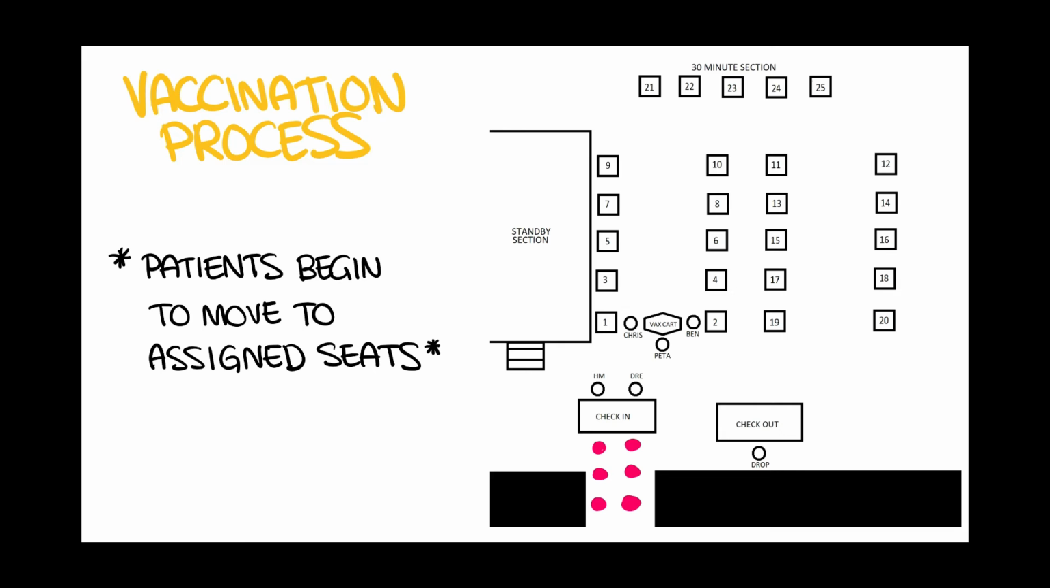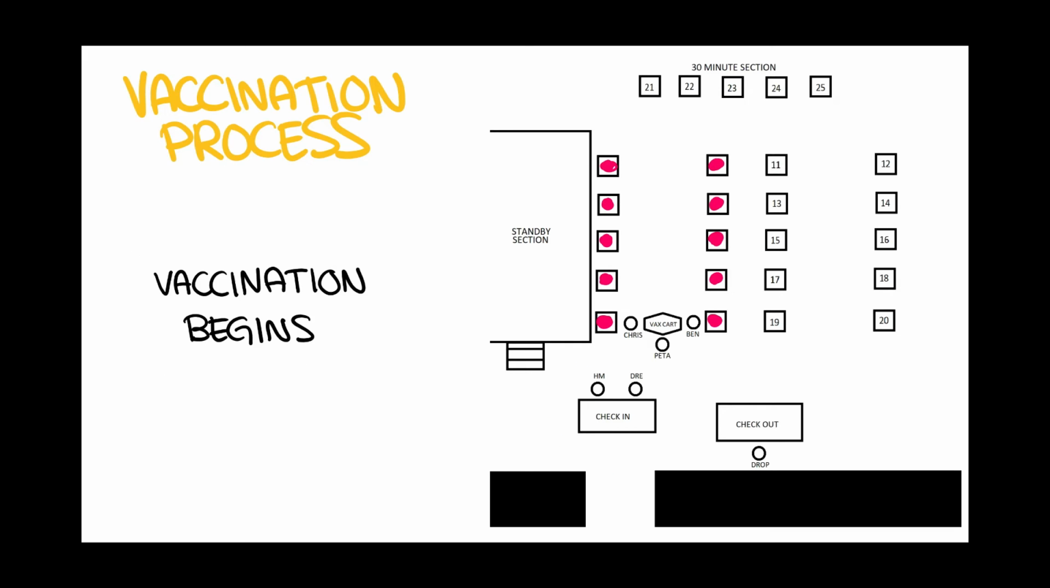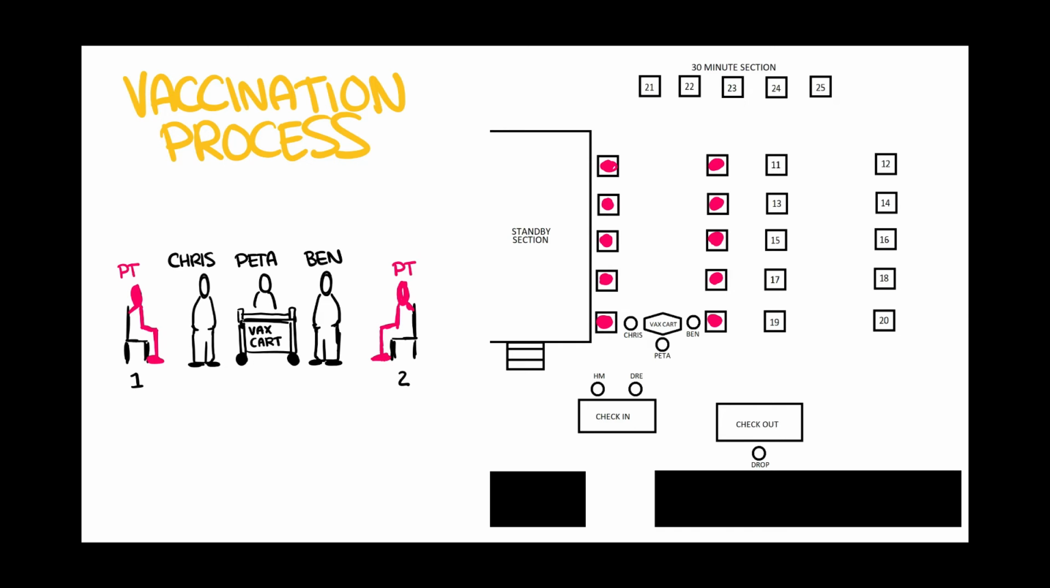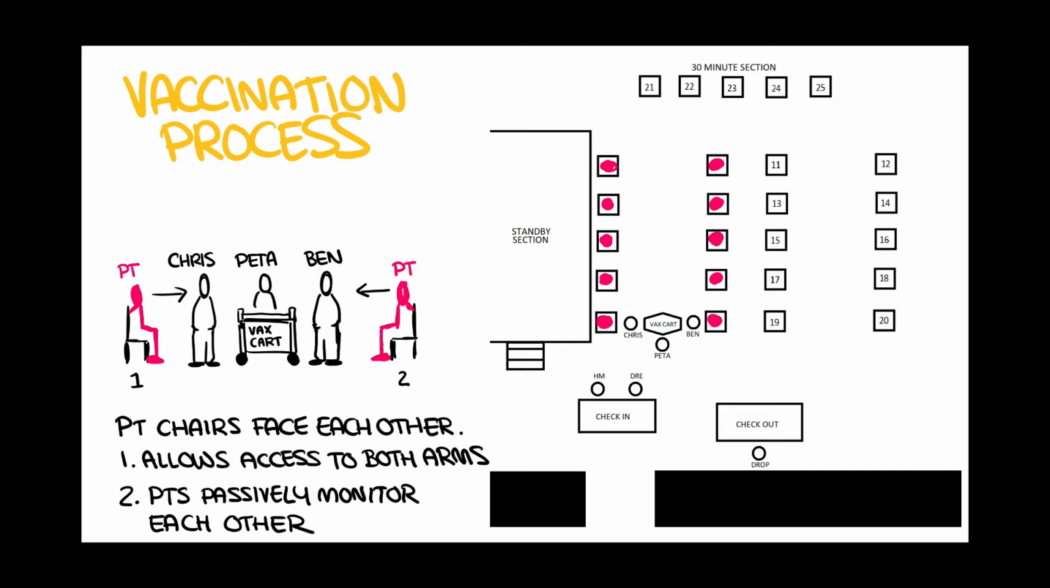So after that, patients are going to begin to move to their assigned seats as shown in here. And vaccination begins. So this is what it's going to look like from the side. So it's going to be Hampton, PETA, and Gallagher. And notice that the patient chairs are going to be facing each other. This is going to allow access to both arms. And patients are also going to be able to passively monitor each other. If they're having an adverse reaction, hopefully they're going to have someone in front of them and they're going to be able to see, hey, something doesn't look right, and then alert one of us if something does happen.